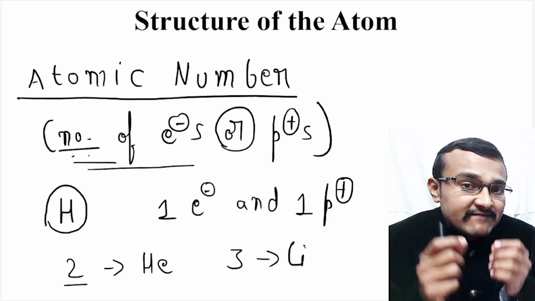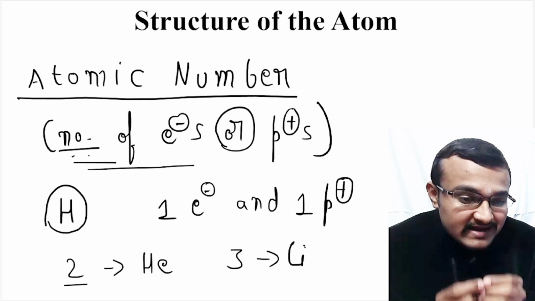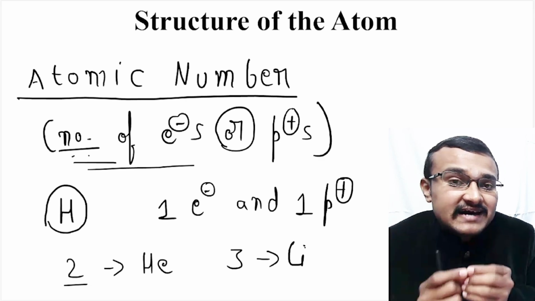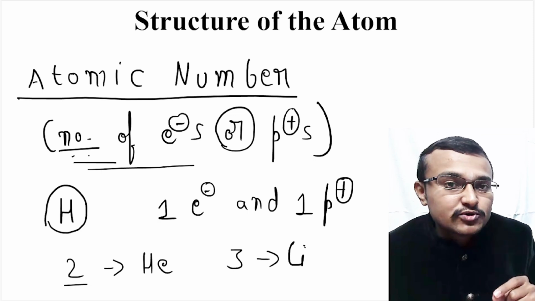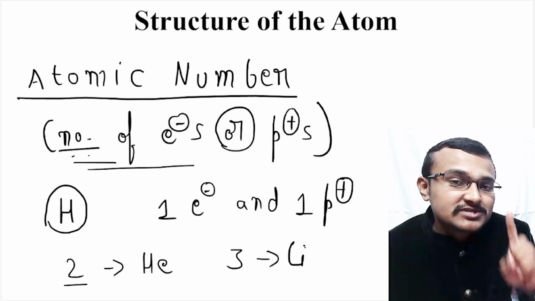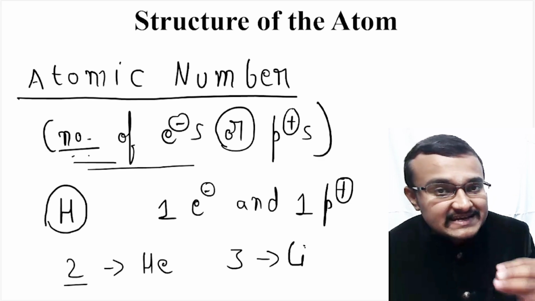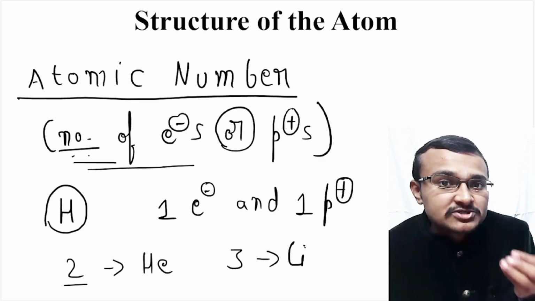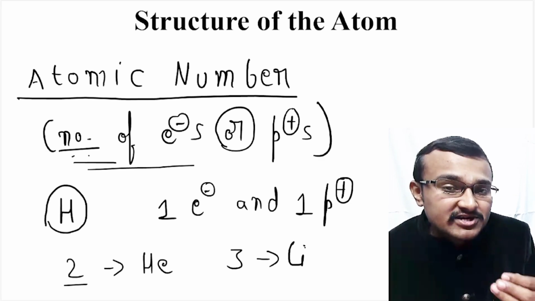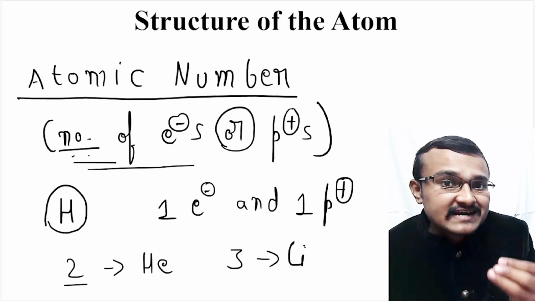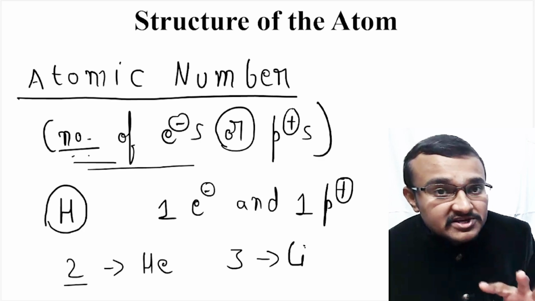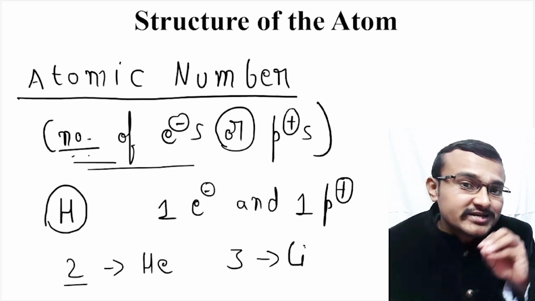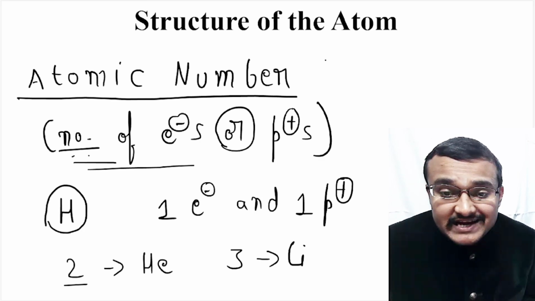That is, every element has a fixed number of electrons and protons, which defines the atomic number of that element. So if hydrogen has one electron and one proton, then hydrogen has atomic number 1. Similarly, for any element you take in the periodic table, the atomic number is fixed. That is, the number of electrons and protons will be fixed in that element, corresponding to its atomic number. And this atomic number is denoted with the symbol Z.